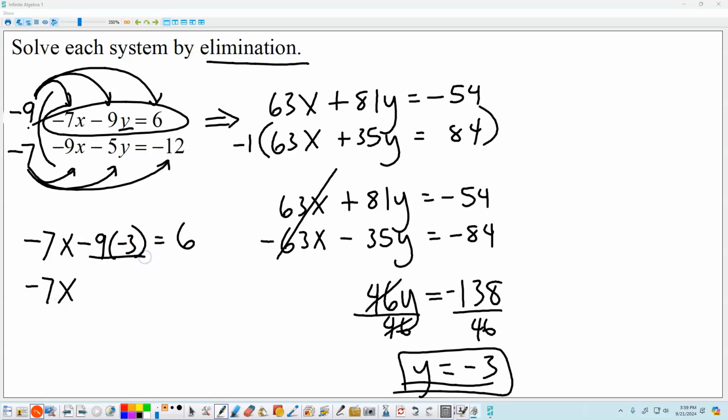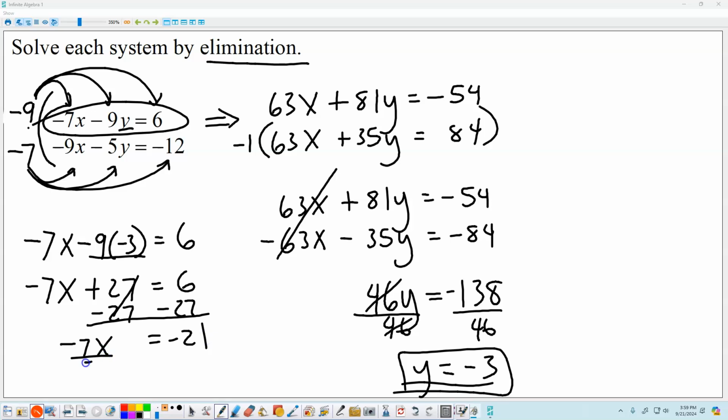Let's do our multiplication first. That's going to be a positive 27. Let's get rid of this 27 by subtracting it on both sides. And then we'll divide both sides by a negative 7 to get rid of that coefficient. And we end up with x equals 3. So there's our final answer there. X is 3 and y is a negative 3.